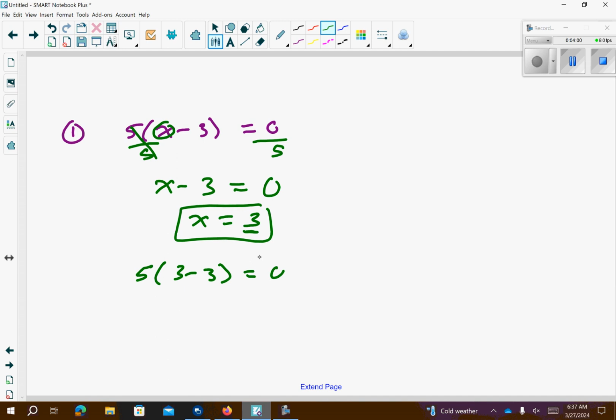Is that equal to 0? Well, 3 minus 3, do what's inside the parentheses first, is 0. 5 times 0 is 0. 0 is equal to 0.